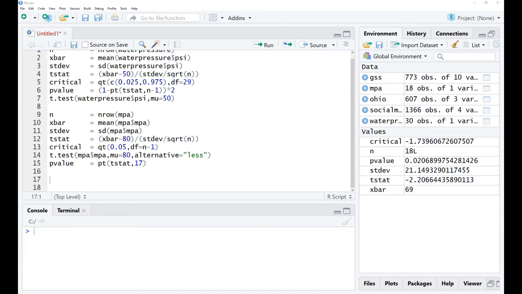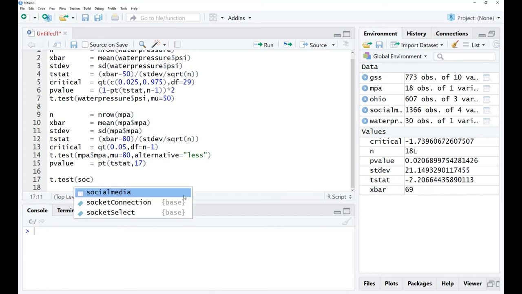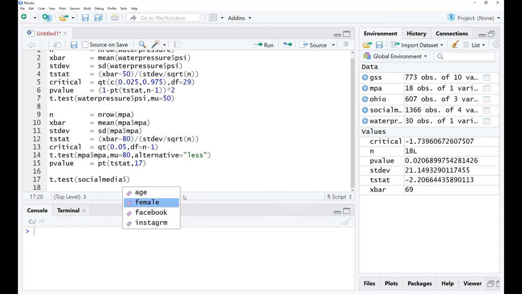Now, we can also do those calculations in R. We can use the same command as before. We type t.test, social media, Instagram. Note that you also have data about Facebook. And we say that the hypothesized mean is that one-third are using Instagram.